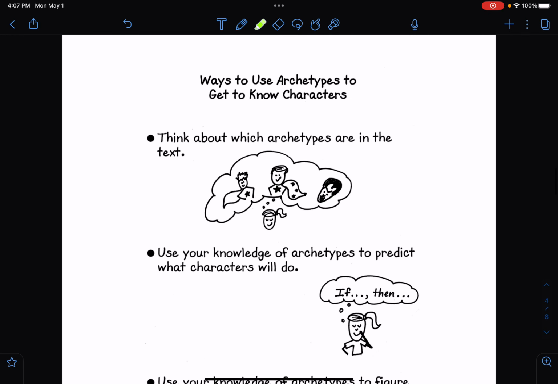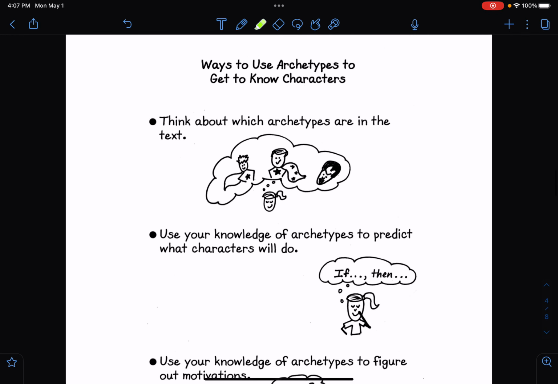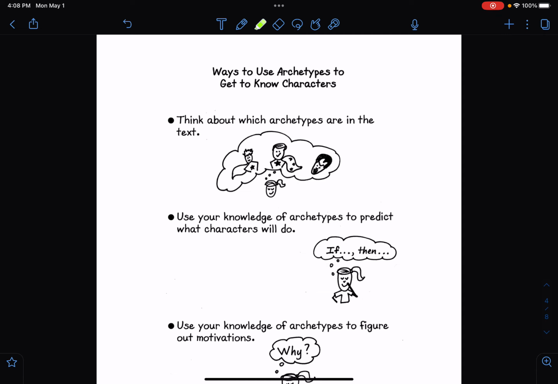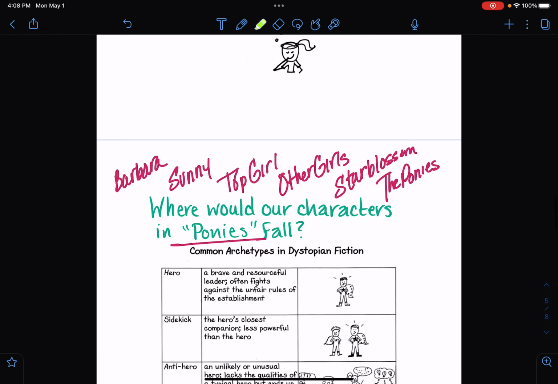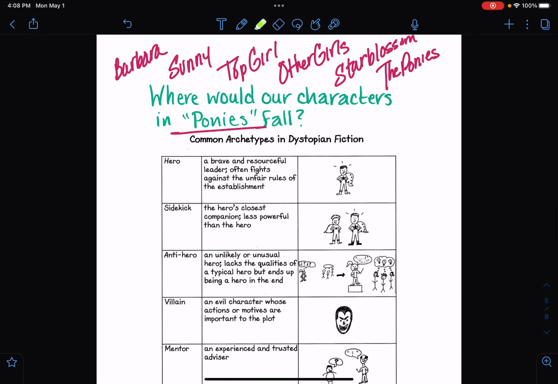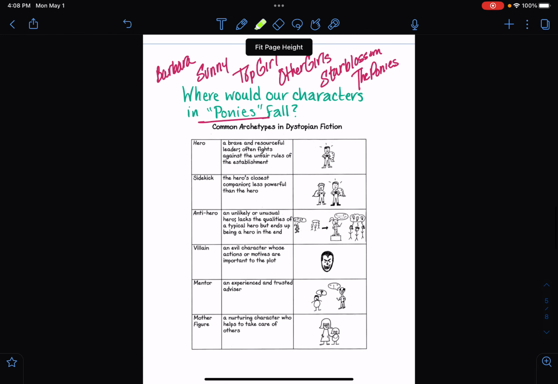All right, guys, so that's the type of thinking we're looking for. Hopefully we're able to model that pretty well without me there. A couple other things, just some ideas for you as you're going through. I want you to use these ideas to really pick apart the characters in the compound when you're writing ideas down for your element sheet and when you're writing in your reader's notebooks. I want you to use all of these things. So looking at this with Barbara, Sunny, Top Girl, Other Girls, Star Blossom, and the Ponies.